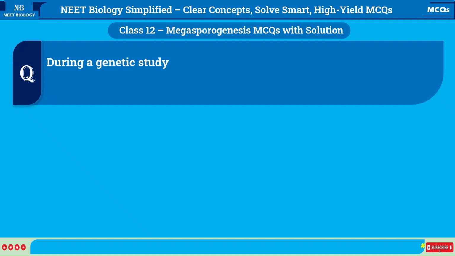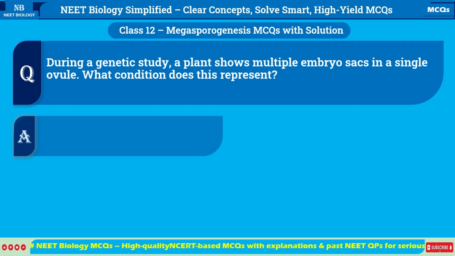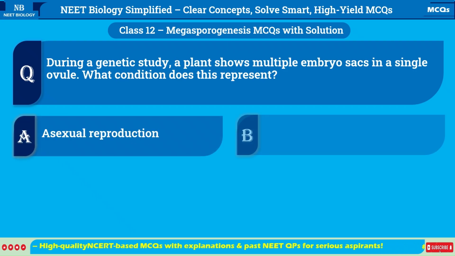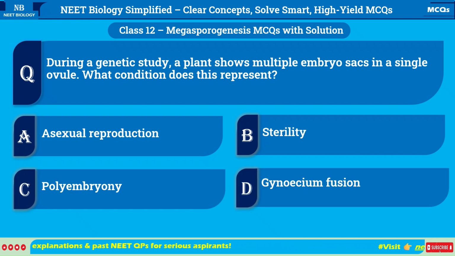During a genetic study, a plant shows multiple embryo sacs in a single ovule. What condition does this represent? A. Asexual reproduction. B. Sterility. C. Polyembryony. D. Gynoecium fusion.